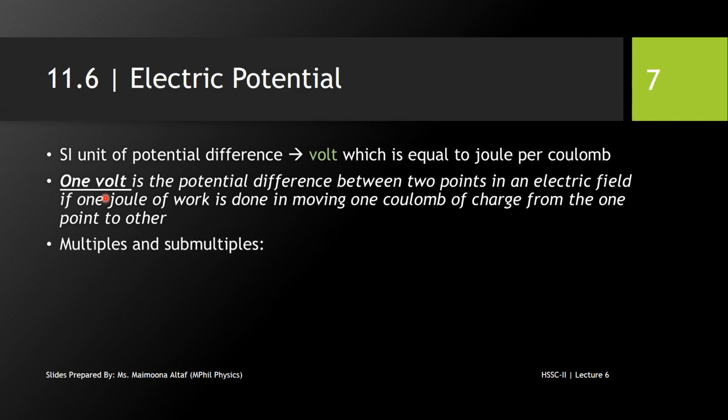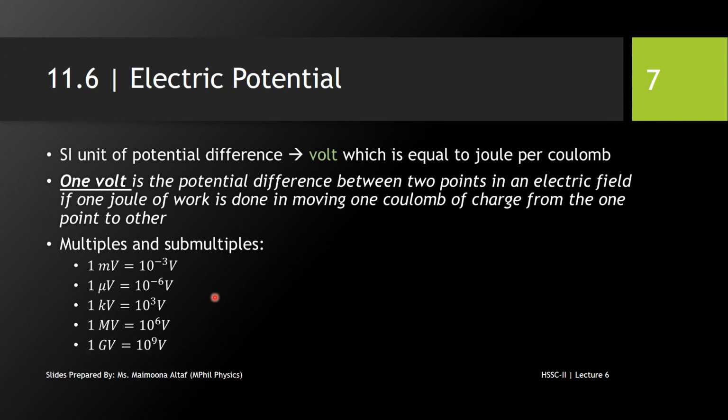Now the multiples and submultiples of the unit for potential difference. 1 millivolt, milli is the submultiple, that is 10 to the power minus 3. 1 microvolt, micro is for 10 to the power minus 6. 1 kilovolt means 10 to the power 3 volt. 1 megavolt is 10 to the power 6 volt and 1 gigavolt is 10 to the power 9 volt. So these are the multiples and submultiples of volt.